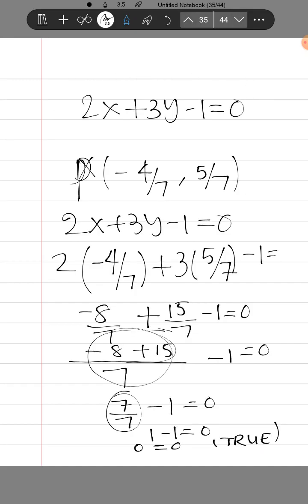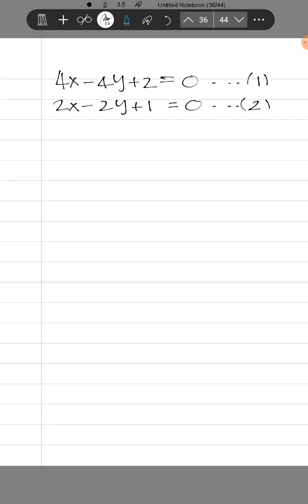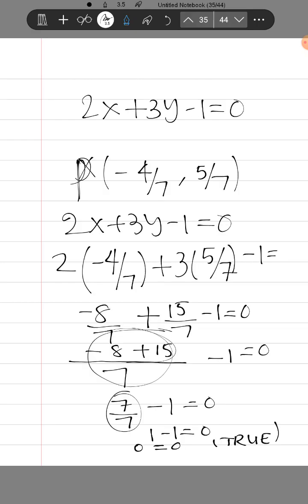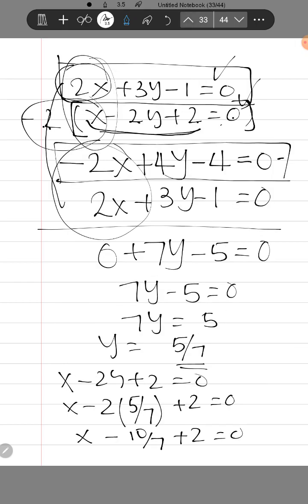Okay, the other point, you can verify the same point with the other equation here: x minus 2y plus 2 is equal to 0. You can verify that the point x is minus 4 over 7, y is 5 over 7, also satisfies the second equation, x minus 2y plus 2 is equal to 0. You just try that one, and if you find something else, just put it in the comment, but you must end up with a true statement, like 0 is equal to 0, 1 is equal to 1, something like that.